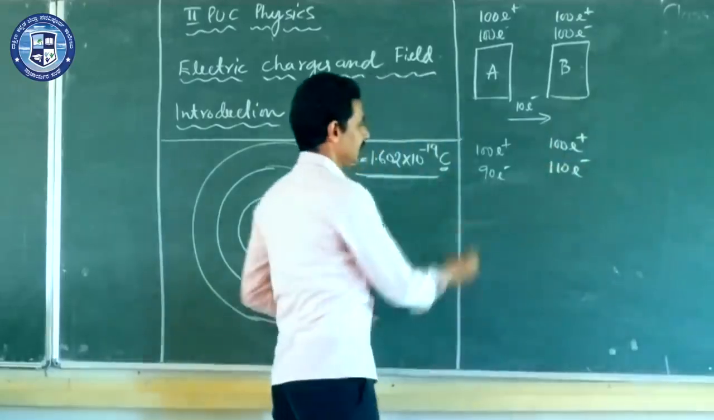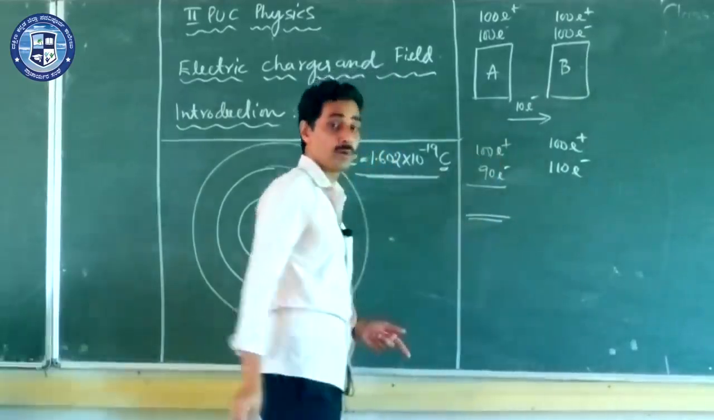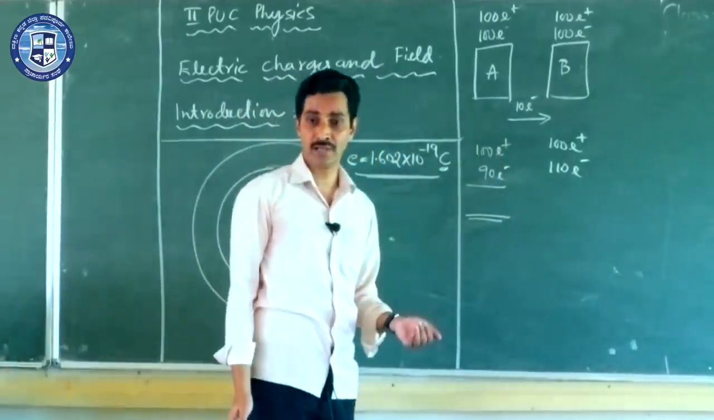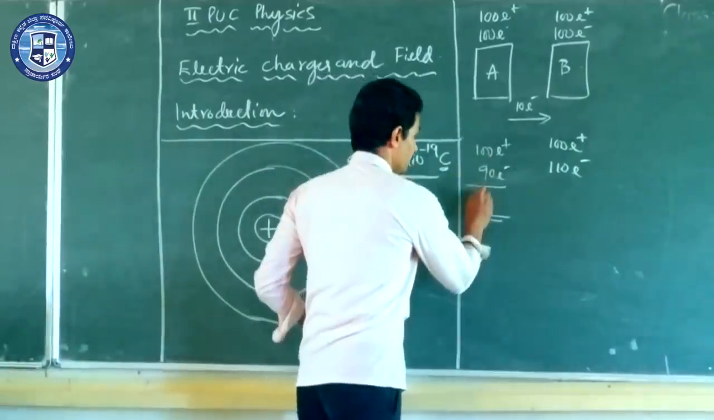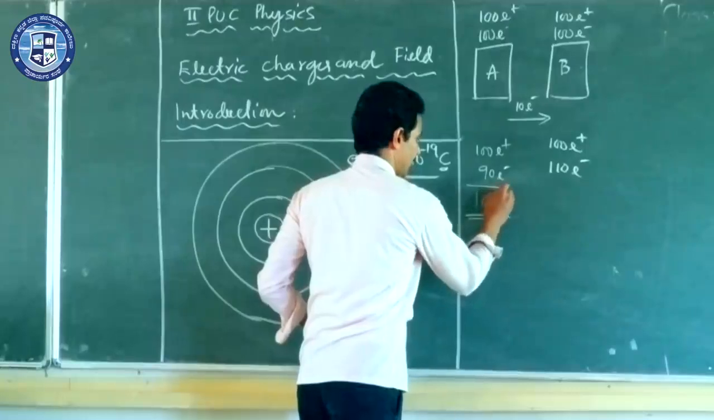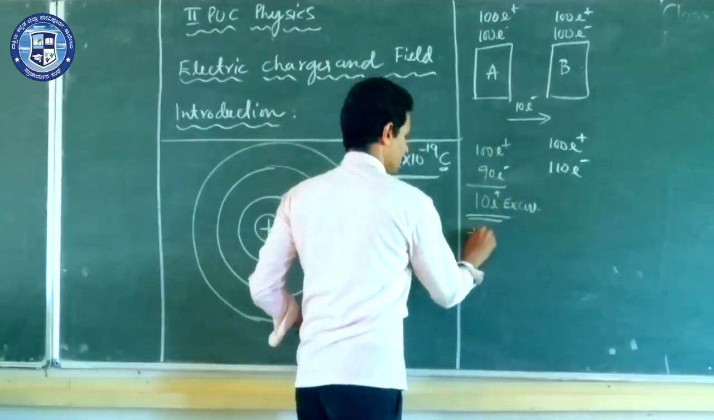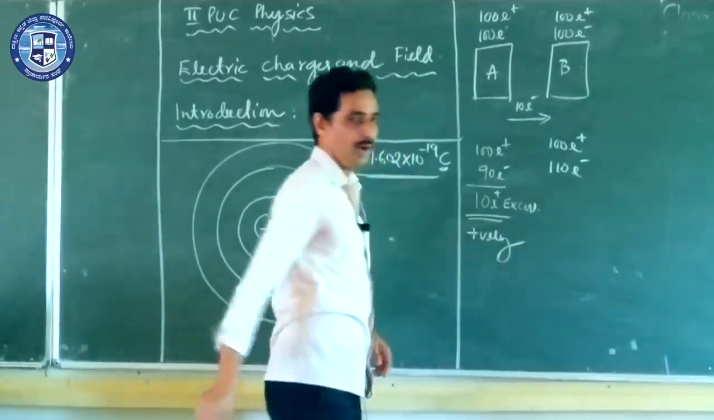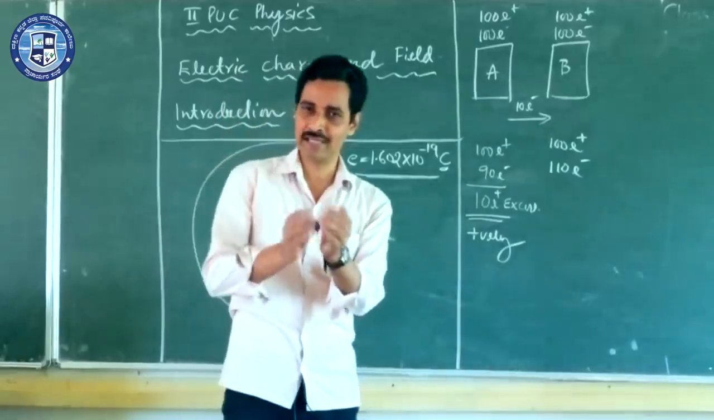Now if you see that, the imbalance has been created. And 90 electrons can neutralize 90 protons. There may be total neutralization. But what about 10 protons? They are in excess. So you have 10 protons in excess. So this body gets positively charged. The one which loses electrons gets positively charged because the number of protons has increased.